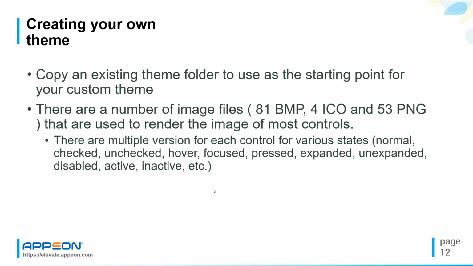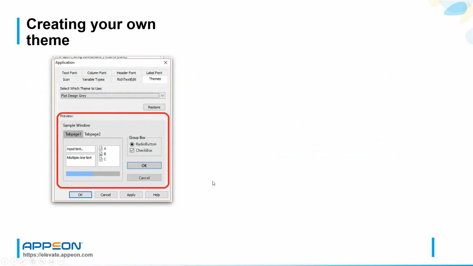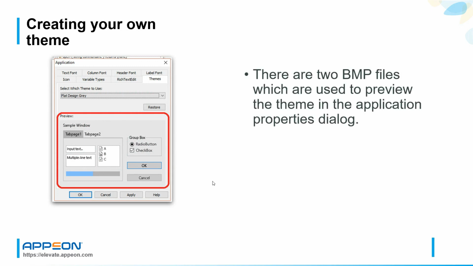And so there's actually a different image file, not just a bitmap, it could be a PNG file, for each of the different states that the control can be in. So you take the number of controls that you can display in PowerBuilder, multiply by the number of different states each control can have, and you get some fairly high numbers for the number of images.